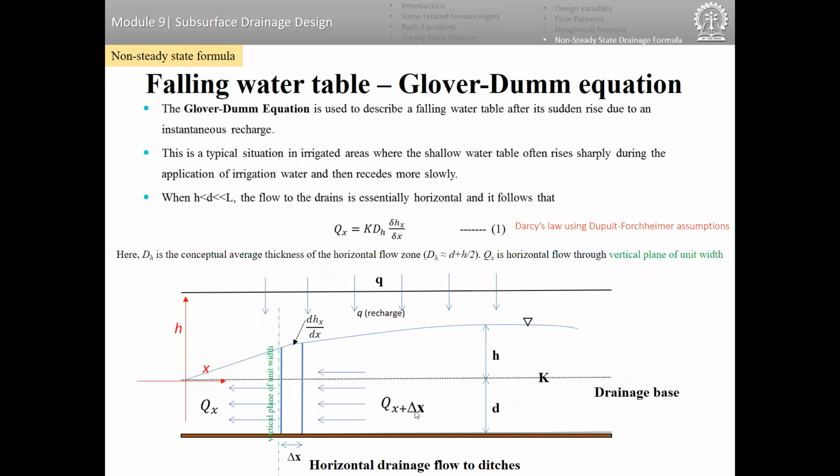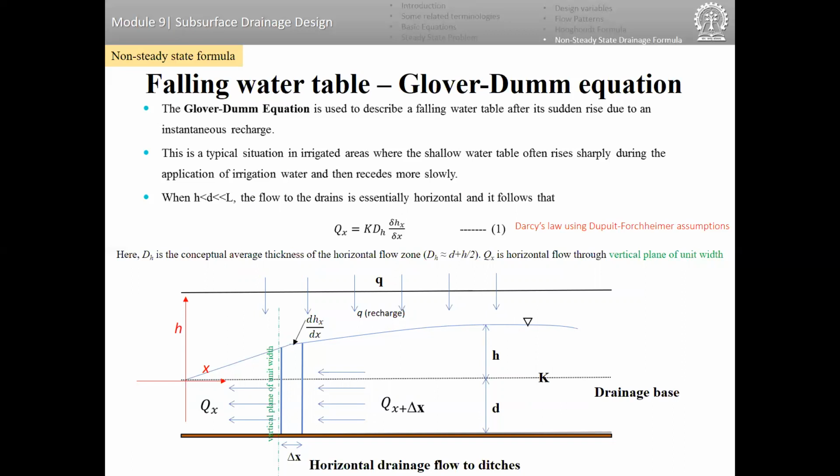Okay, so let's see the first approach. Suppose the water table is falling. It means once we irrigated, or after the period of irrigation, the water table is falling. Initially the water table was at some level, and because of the irrigation event or rainfall event, the water table has risen to some particular level, and from that level it is falling slowly. So this is a case of a falling water table, which represents the non-steady behavior.